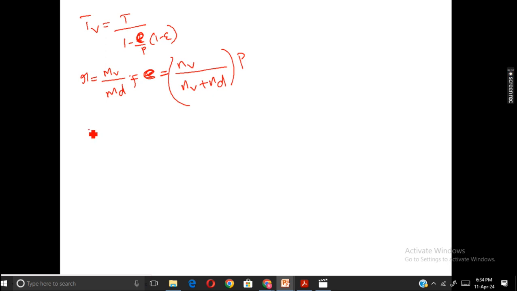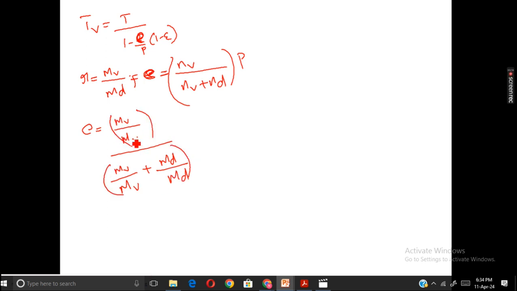Now from this we can write E equal to the number of moles, which is the mass of water vapor divided by the molecular weight of water vapor, mv by capital Mv, plus Nd, which is the mass of dry air divided by the molecular weight of dry air. Small mv is how much is present within the parcel, and capital Mv is the molecular weight of water vapor. We did this to write E, the vapor pressure, in terms of the mixing ratio R, which gives the moisture concentration in the parcel.